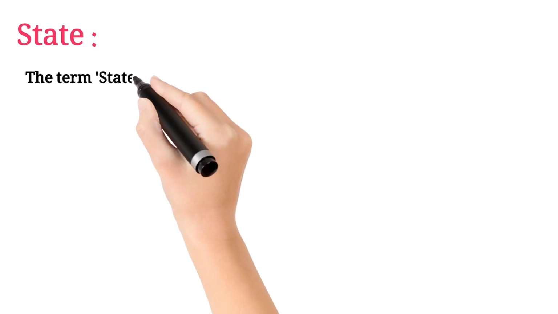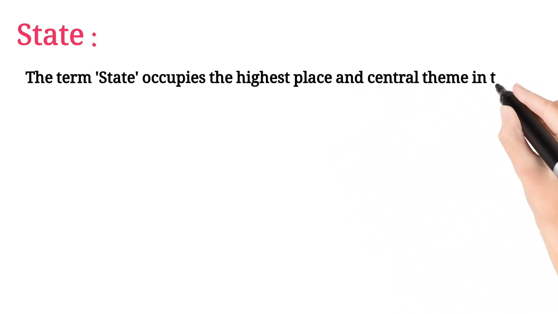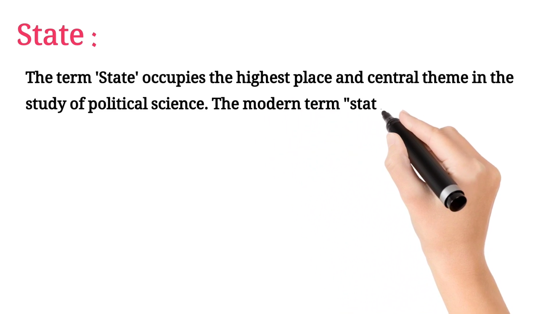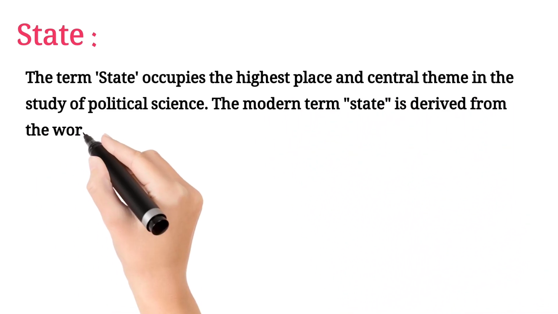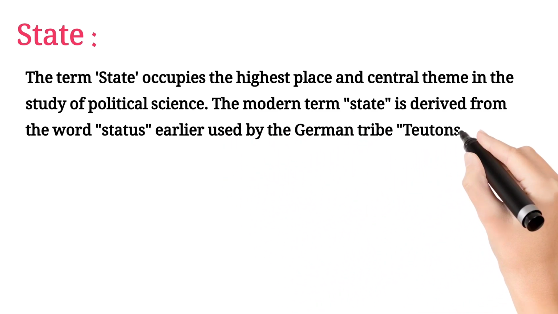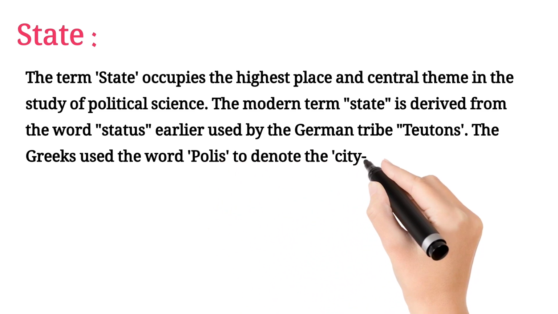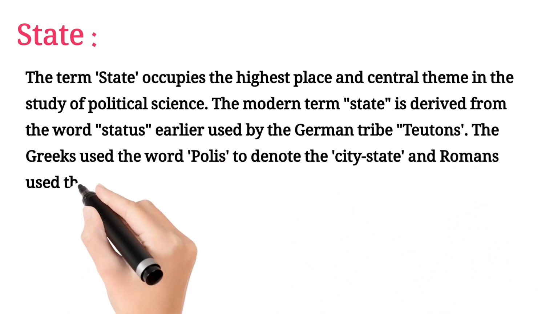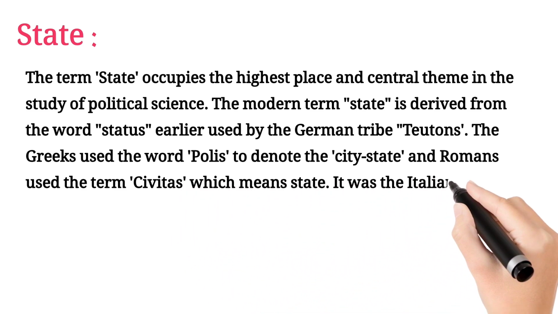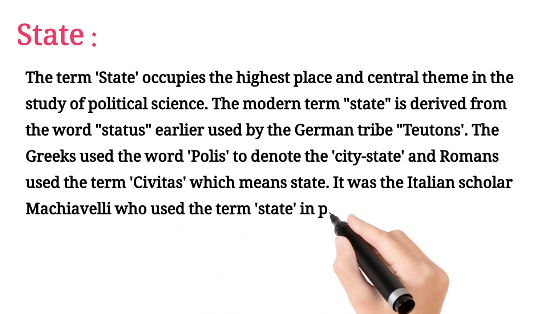The term state occupies the highest place and central theme in the study of political science. The modern term state is derived from the word status, earlier used by the German tribe Teutons. The Greeks used the word polis to denote the city-state, and Romans used the term civitatis, which means state. It was the Italian scholar Machiavelli who used the term state in political science in the modern sense.